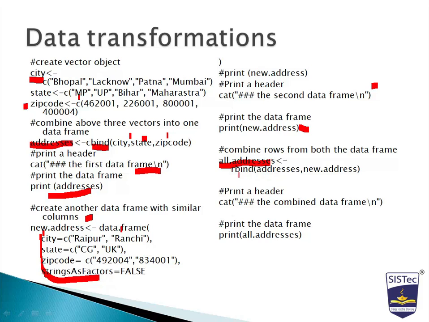Then we also use another function known as rbind, to merge both the data frames, that is addresses and new addresses, and create a new header, the combined data frames, and we display this merged data frame.